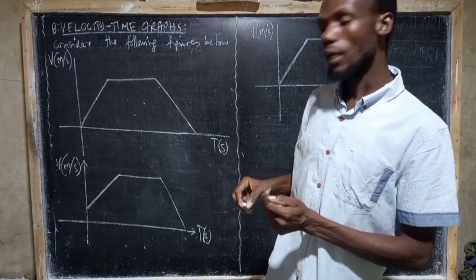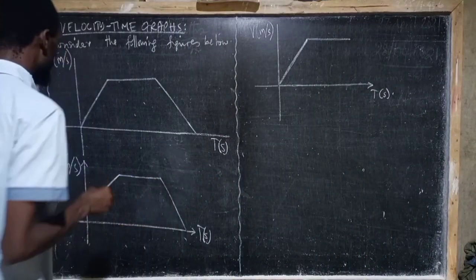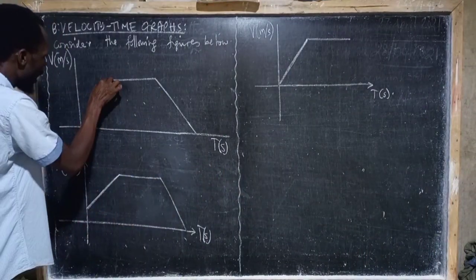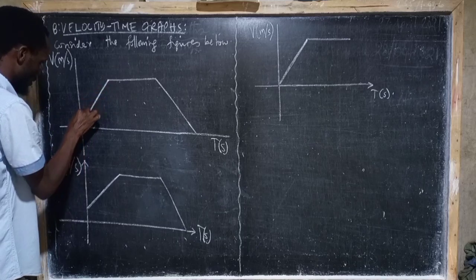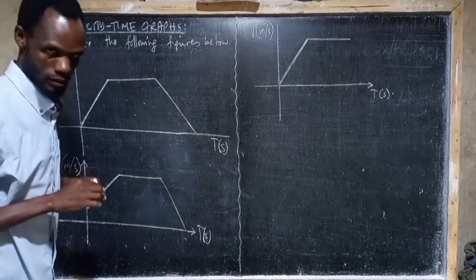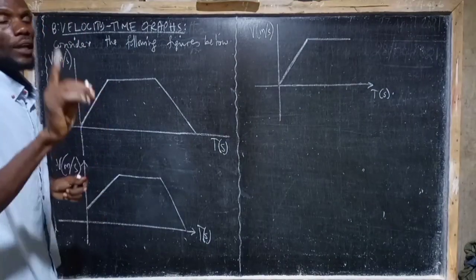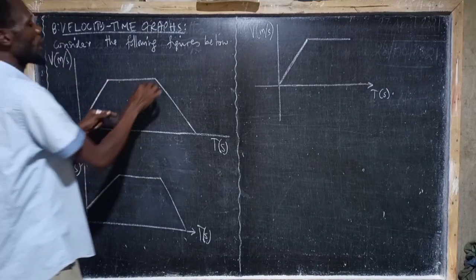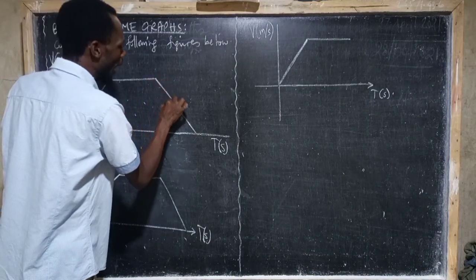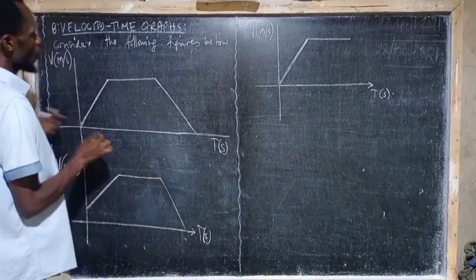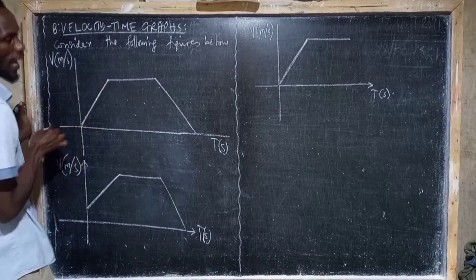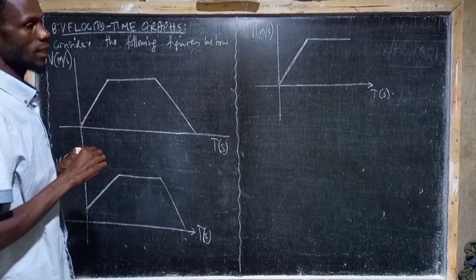The slope of this graph, or the slope of the line, of the inclined lines. Because if you are looking for the slope, a line should be inclined. So the slope of an inclined line gives what we call acceleration.